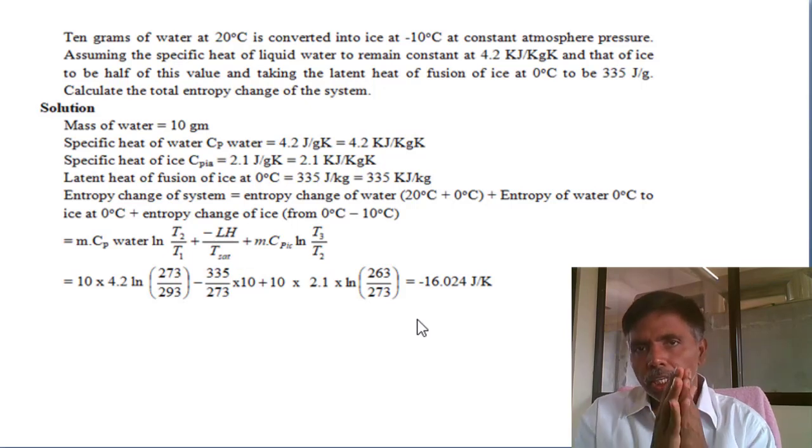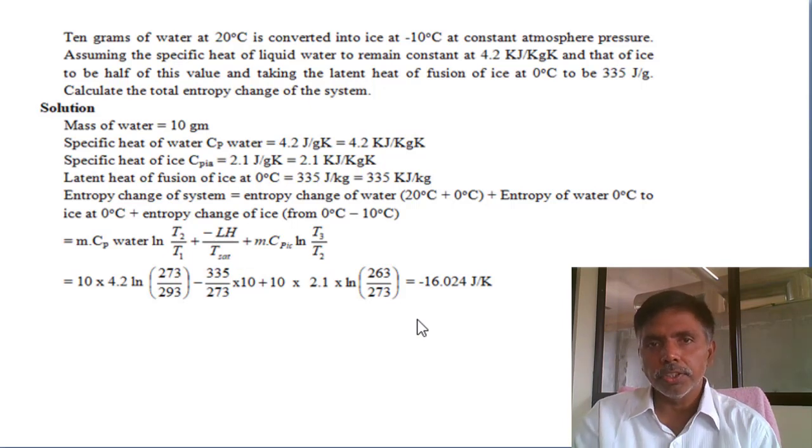So first divide the phases. How many stages are occurring? For each stage you write the equation. That's all. Simple.